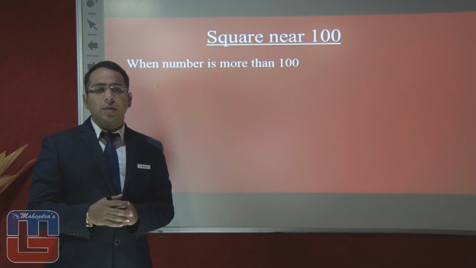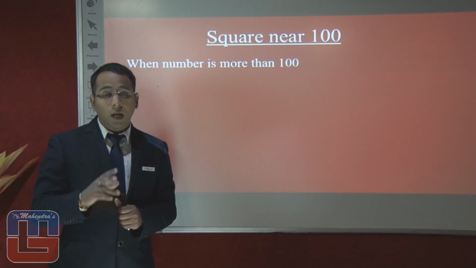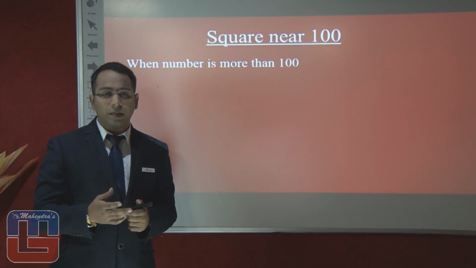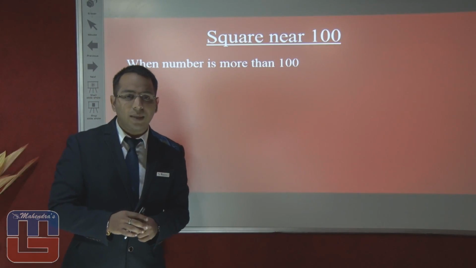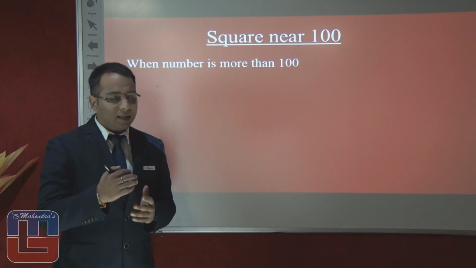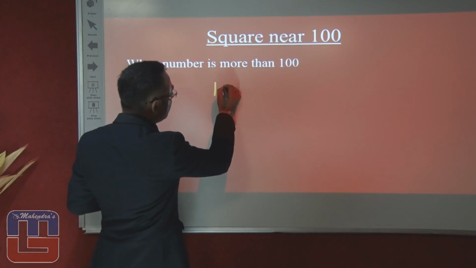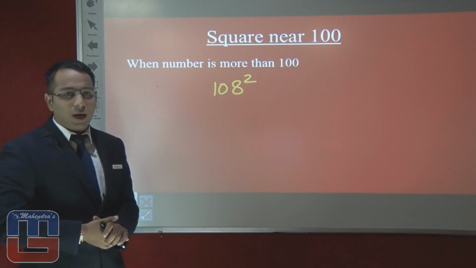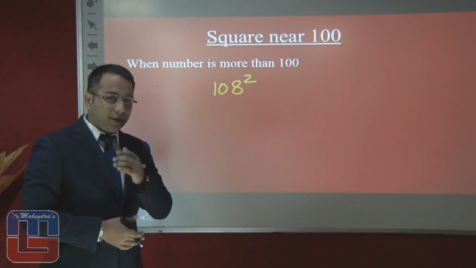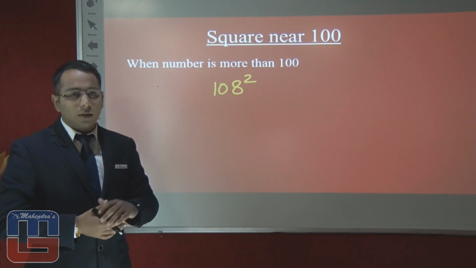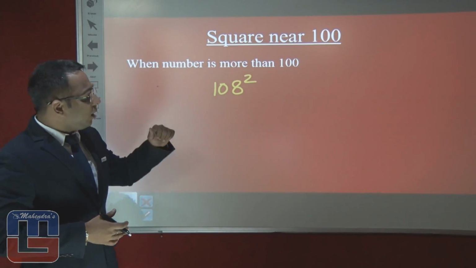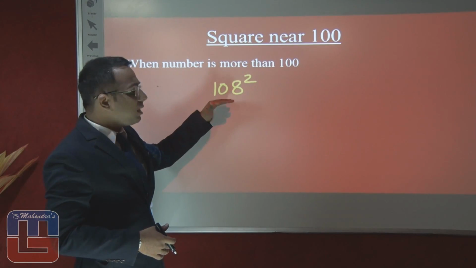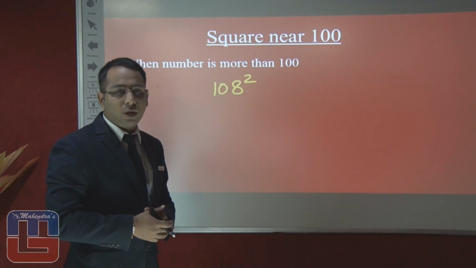When the number is near 100, it could be of two types: below 100 or above 100. Let us first see the case when the number is more than 100. Consider 108 squared. The fastest way to calculate the square of this number is to see how much more than 100 the number is. Here, the number is 8 more than 100.